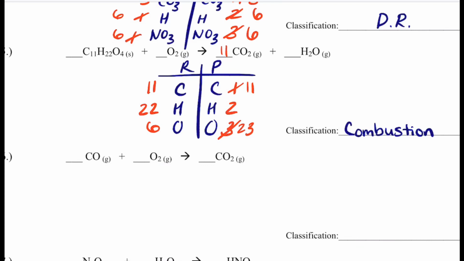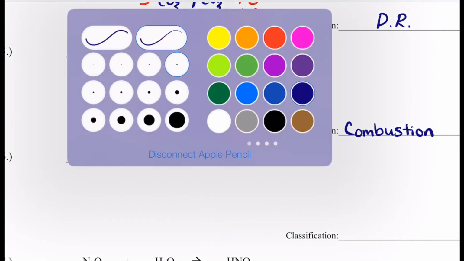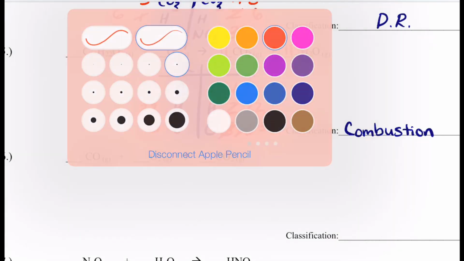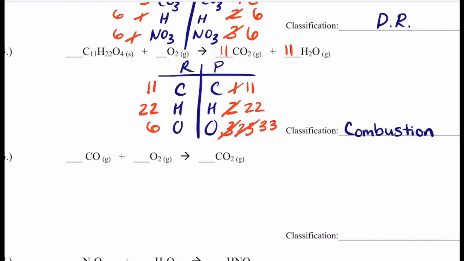I'm going to move to my hydrogens. And if I put an 11 there, and that's just a coincidence that they're the same, that gives me 22 hydrogens. But again, that also affects my oxygen. So I've got 22 plus an 11. That gives me Larry Bird's number for 33. Okay. And now we got to get my oxygens balanced.